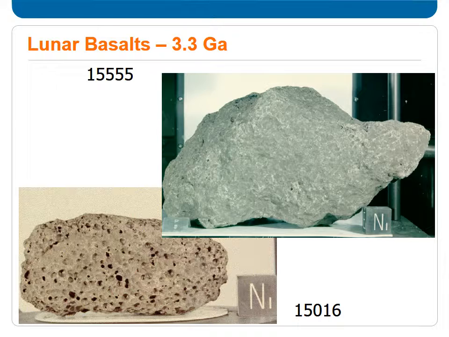Collected by Apollo 15, both are 3.3 billion year old basalt, similar to those produced by volcanoes such as Hawaii on Earth. The lower image contains some type of gas, possibly carbon monoxide, which formed the round holes known as vesicles. The basalt rocks are 4.3 to 3.1 billion years old, meaning volcanic flows as recently as a billion years ago.